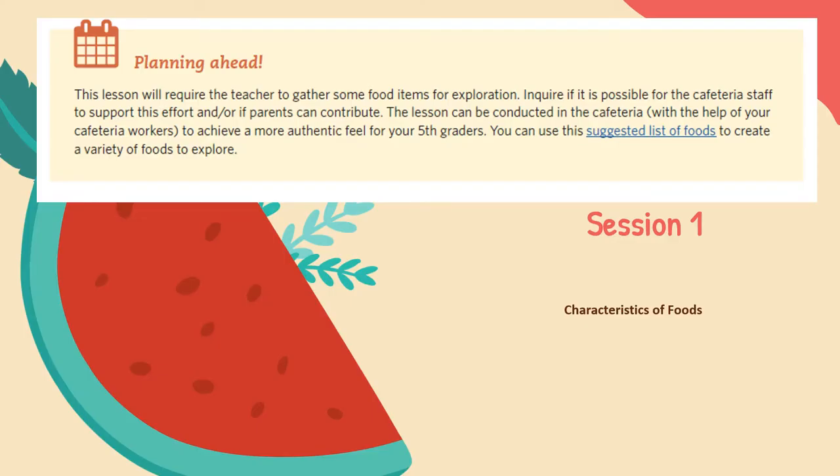So session 1, characteristics of foods. It's similar to the mystery drinks session that we did with the previous lesson. In this session, we're going to have the teacher actually gather some foods for exploration, and try to make sure that the foods you're picking are actually allergy friendly. I've included a list of foods for you to explore that are generally allergy friendly. This might be a place for the cafeteria staff to actually help you out. It could be an activity that you do at the cafeteria to make things a little bit fun and interesting.